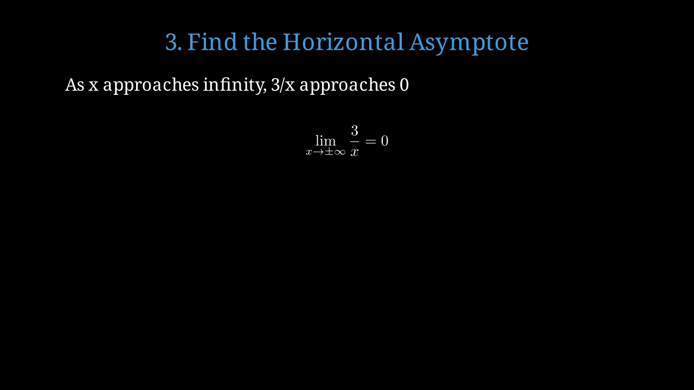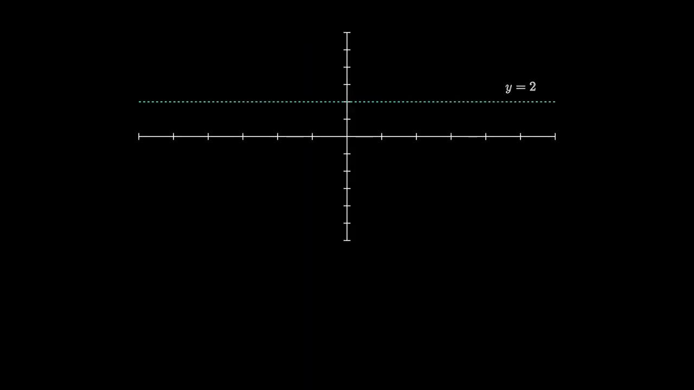Now let's find the horizontal asymptote. As x gets very large or very small, the fraction 3 over x approaches 0. Taking the limit as x approaches positive or negative infinity, 3 over x equals 0. Therefore, our horizontal asymptote is at y equals 2. The horizontal asymptote is at y equals 2, shown as a dashed horizontal line.